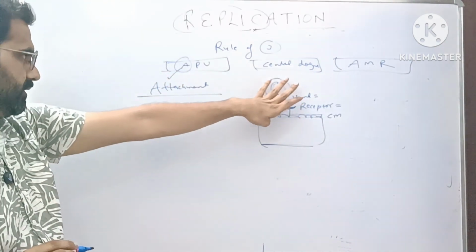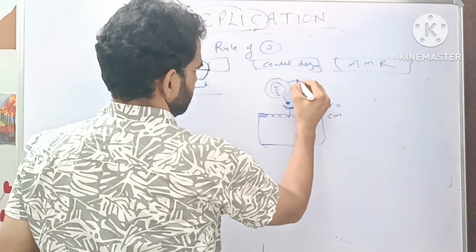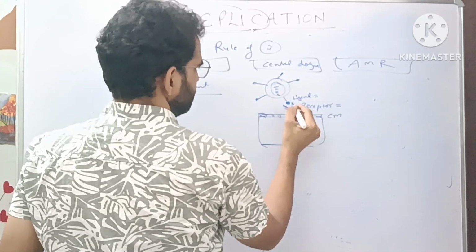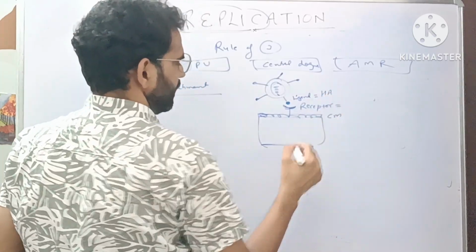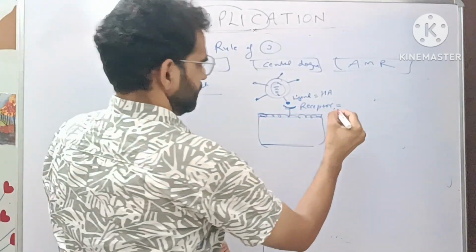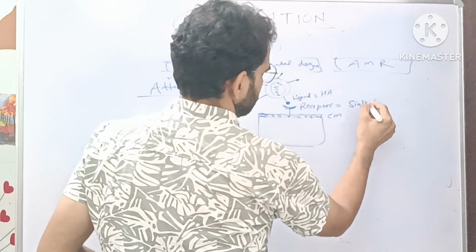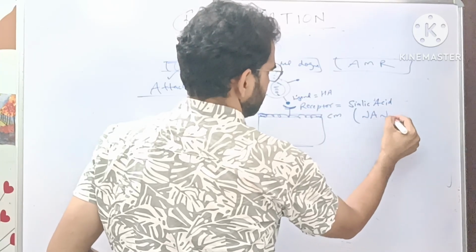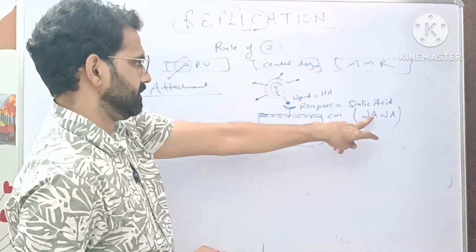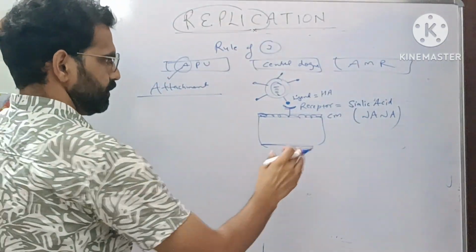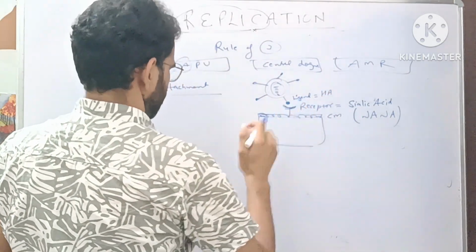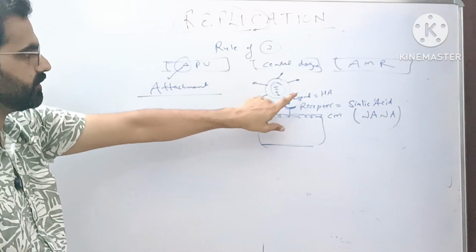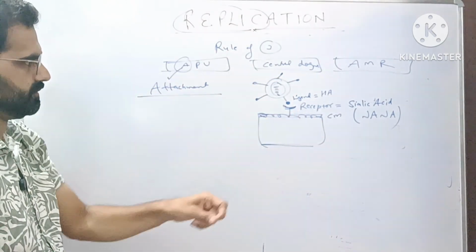Suppose this is the influenza A virus, which is having the ligand hemagglutinin, and the receptor is sialic acid, which is also known as N-acetylneuraminic acid. So receptor and ligand. This step is known as the attachment of the ligand with the receptor.